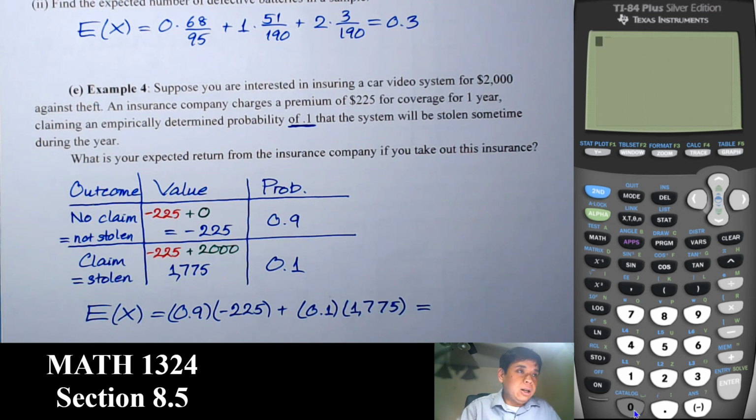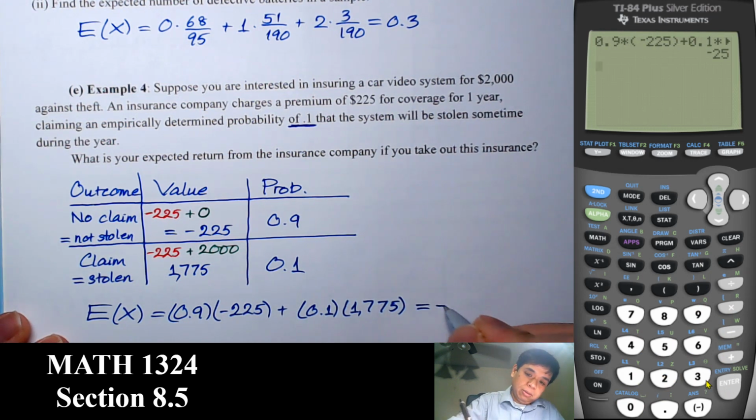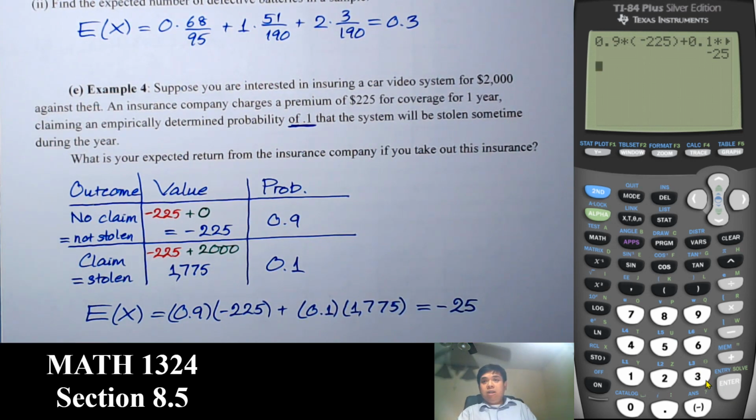So 0.9 times negative 225 plus 0.1 times 1775, that's negative 25. So that means you expect to lose 25.